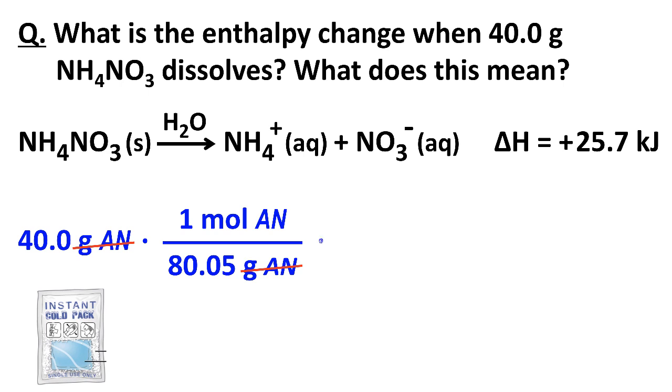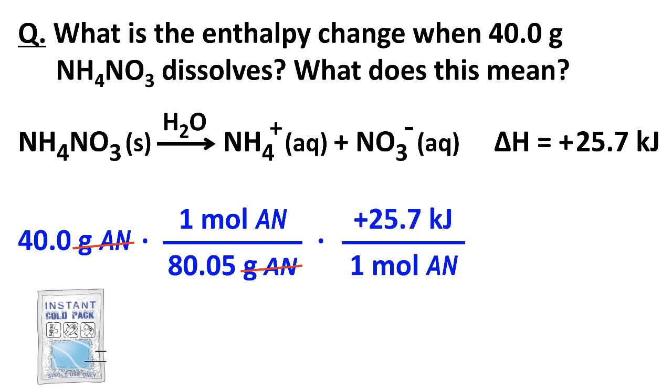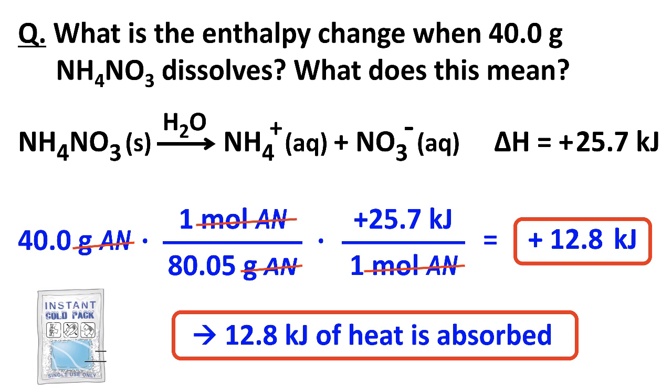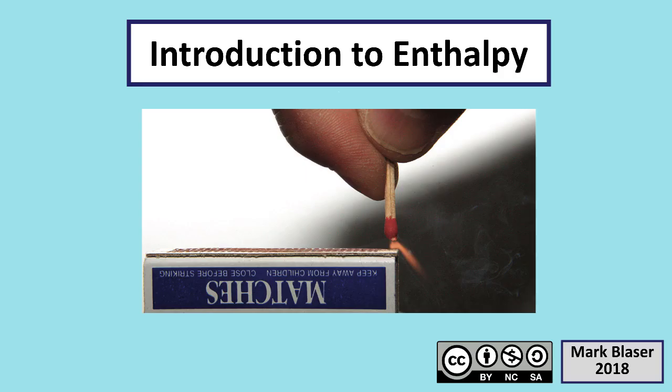And now we note this is a simple stoichiometry. For every 1 mole of ammonium nitrate that dissolves, 25.7 kilojoules of energy are absorbed, so that's positive. That converts from moles of ammonium nitrate into enthalpy change, and that turns out to be 12.8 kilojoules, and it's positive. So what this means is when 40 grams of ammonium nitrate dissolves, 12.8 kilojoules of energy or heat is absorbed. And that is it for the introduction to enthalpy.